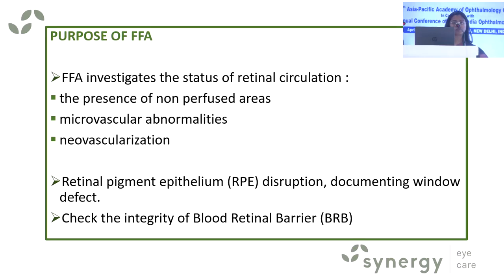So about the purpose of FFA. FFA investigates the status of retinal circulation. So it tells us the presence of any non-perfused areas, any microvascular abnormalities, and neovascularization. Also, it tells us whether there is any disruption of the retinal pigment epithelium, which is shown as a transmission defect or a window defect. It also checks the integrity of the blood-retinal barrier, both the inner and the outer.